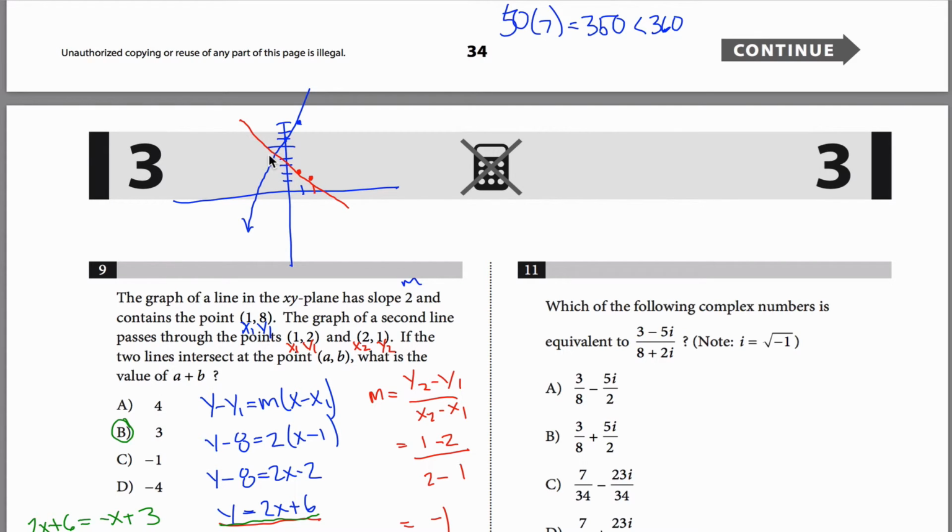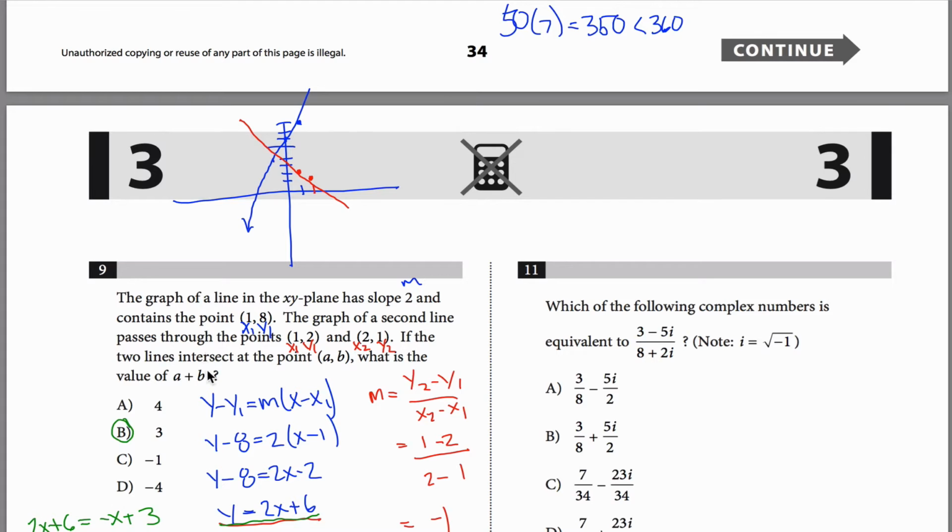But what do we know about this point? It looks like it's got a very small negative x value. If I had to ballpark what this point was, maybe I'd say its x coordinate is negative 1 or negative 2, something like that. If I had to ballpark what its y coordinate is, I'd say that its y coordinate looks to be a little bit less than 5. Maybe it's in the 4-ish range.